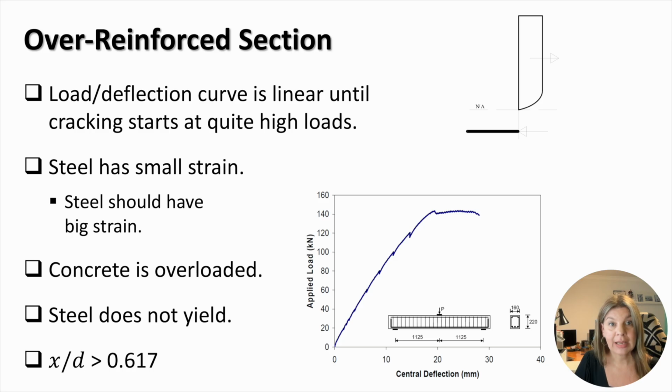Steel reinforcement has small strain and doesn't yield. Since the failure of the beam is driven by the crushing of concrete, the beam fails in a brittle manner. In this case, the ratio of the effective depth to the depth of compression zone is larger than 0.617.